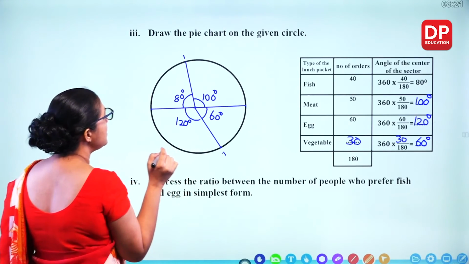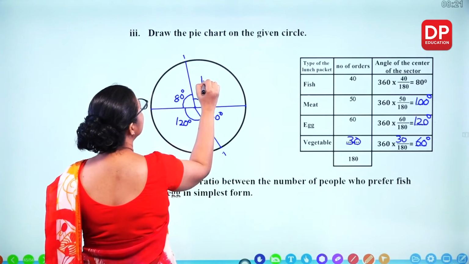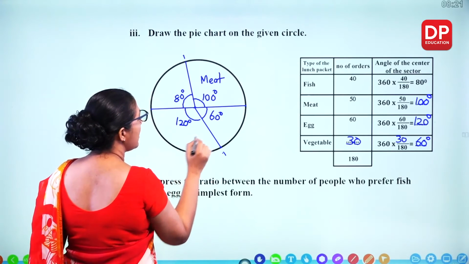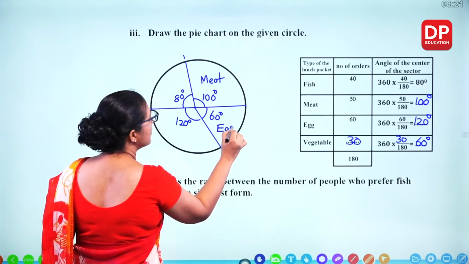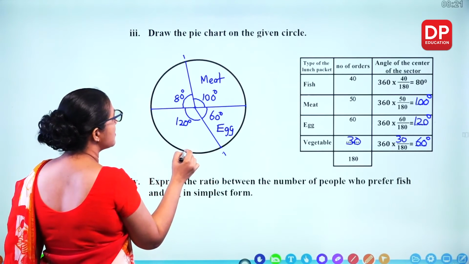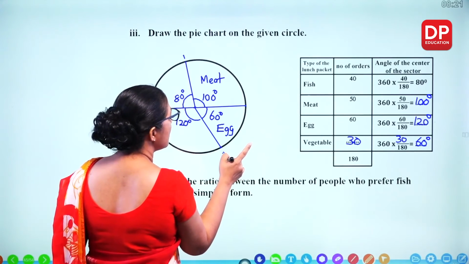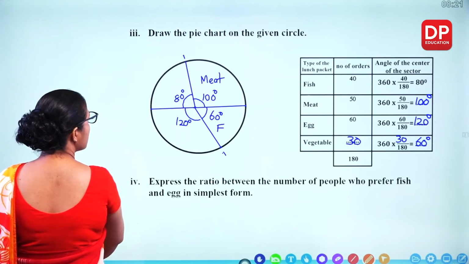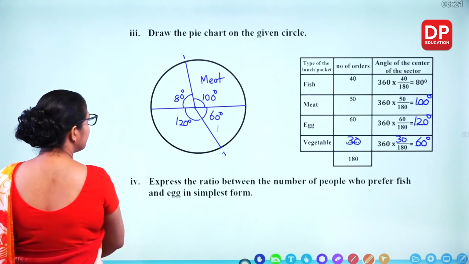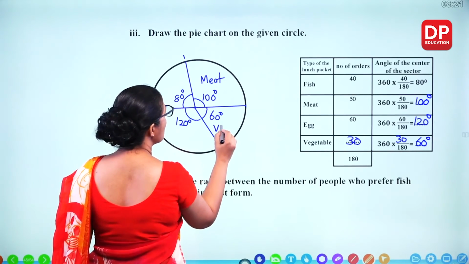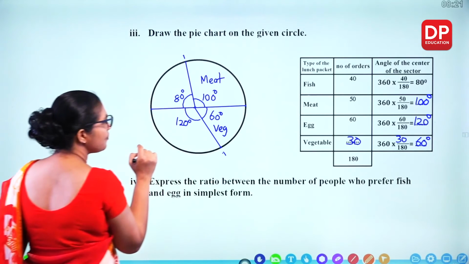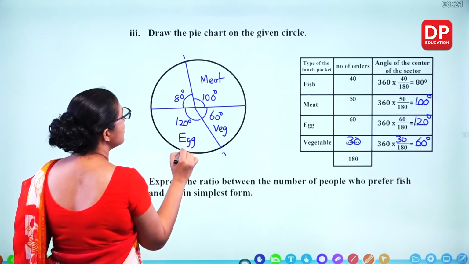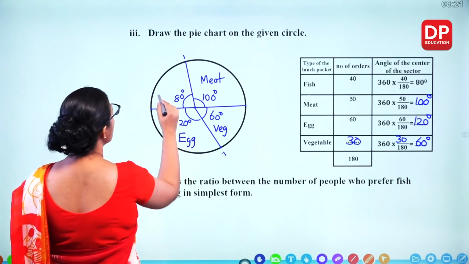So 100 means meat. 60 means egg. Vegetables 60. 60 is not egg. That's vegetables. 60 means vegetables. Egg 120 degrees. 80 means fish.